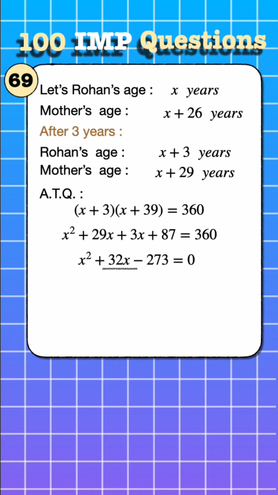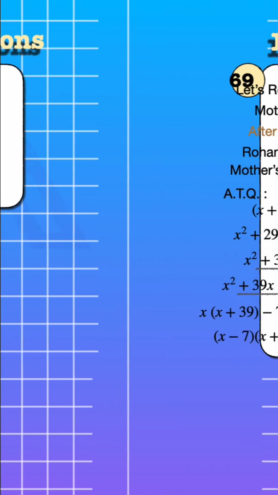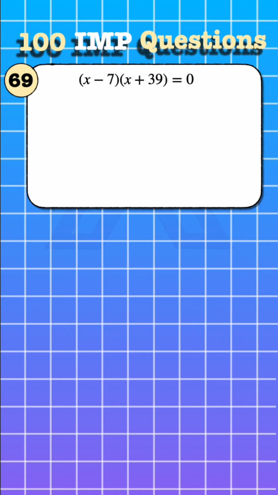Split the middle term. x square plus 39x minus 7x minus 273 equal to 0. So from first two terms you can take x common. From last two terms you can take minus 7 common. Okay, and then you can take x plus 39 throughout common. So that will give you two factors, x minus 7 and x plus 39.